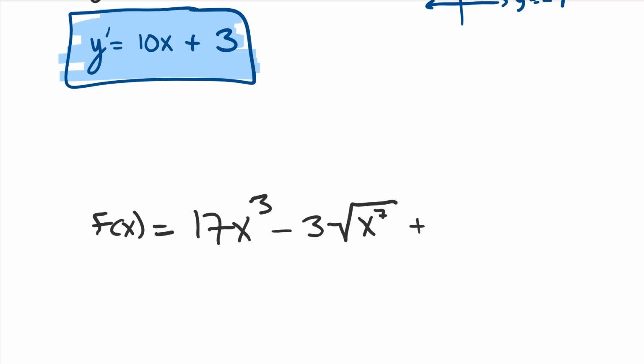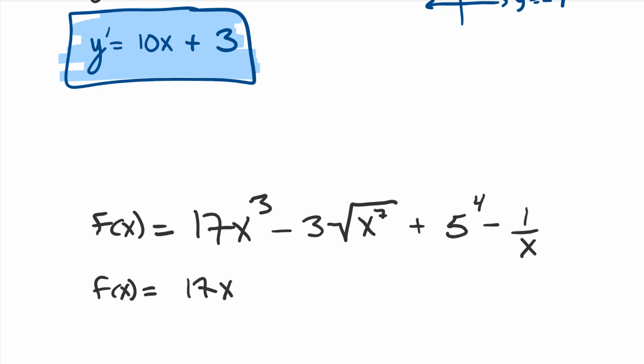Let's go plus 5 to the 4th power, minus, and let's go with 1 over x. Let's do that. Let's check that out. Let's see what our derivative is going to be. I think writing f of x again before we start might be a good idea.